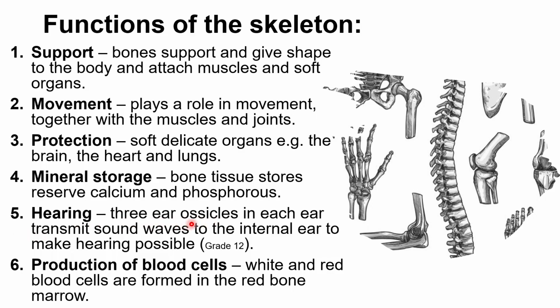is inside our ear. And then last of all, a very interesting fact is that our bones play a very important role in the production of blood cells, whether it's the white blood cells that are there to help us fight infections, or the red blood cells that help us to transport oxygen. All these cells are produced inside the bone marrow, inside these tall bones of our body.